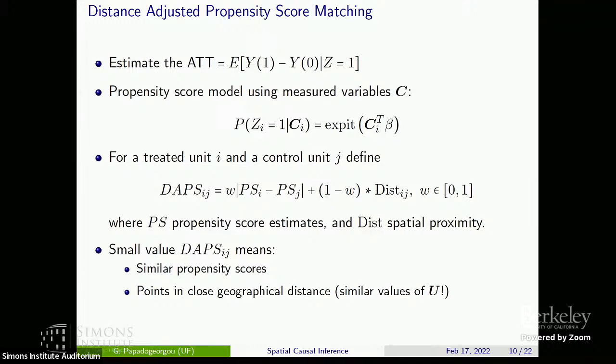So the idea here is that you can estimate something like a proxy propensity score that has the measured covariates, and that propensity score will balance, or will bring the measured covariates of treated and control pairs closer together. But you also want matches of treated and control units that are nearby in space, because if they're nearby in space, that unmeasured spatial variable will also have similar values.